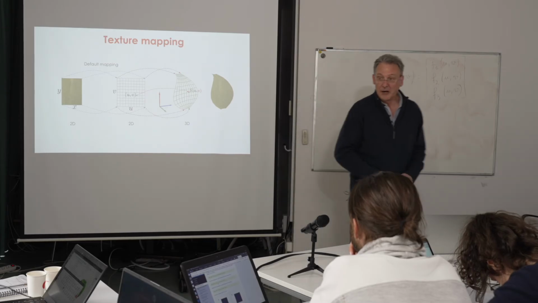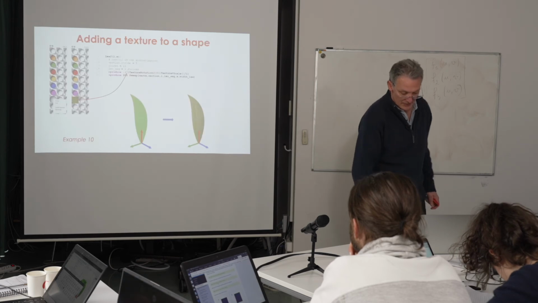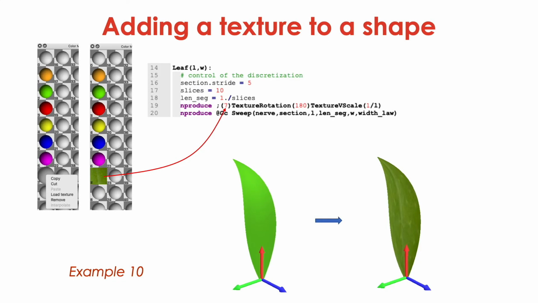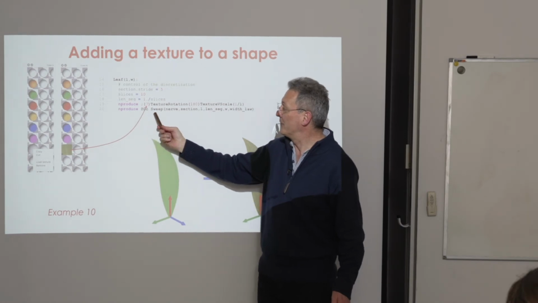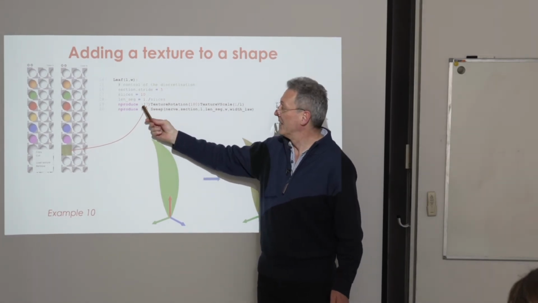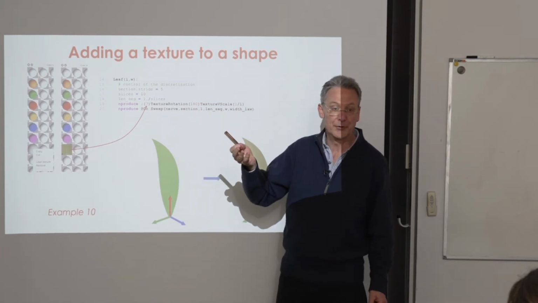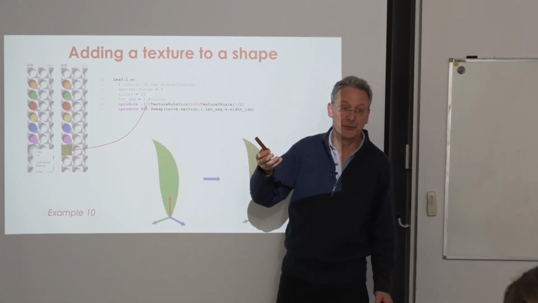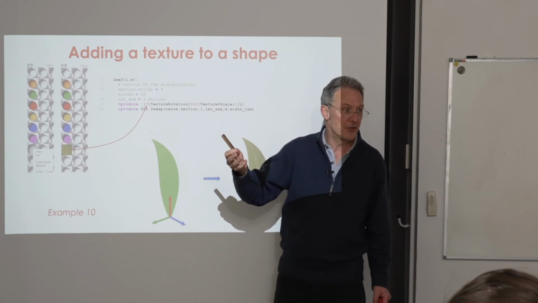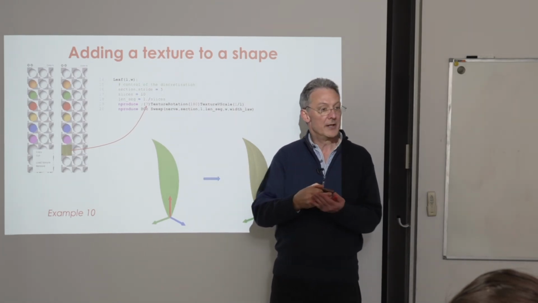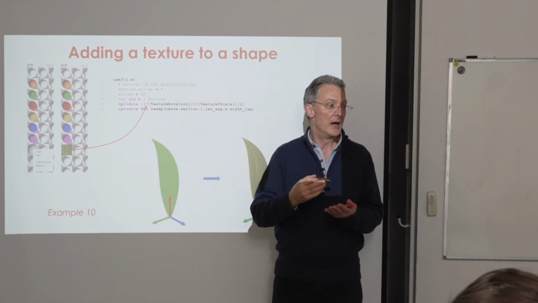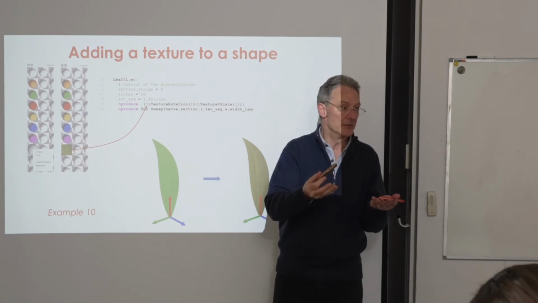Okay? So how is this done in LPy? Well, this is the sweep primitive that we used before. And here, just before I draw the sweep primitive, I set the color of the turtle, so actually the material of the turtle, to be the texture. So before I draw my surface, I set the color as the texture.